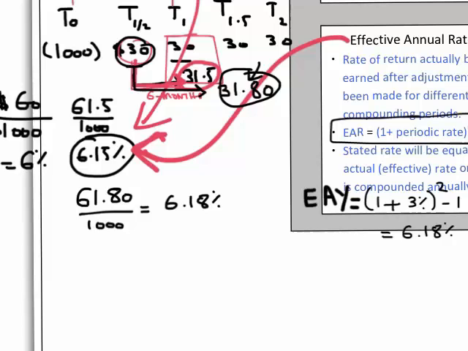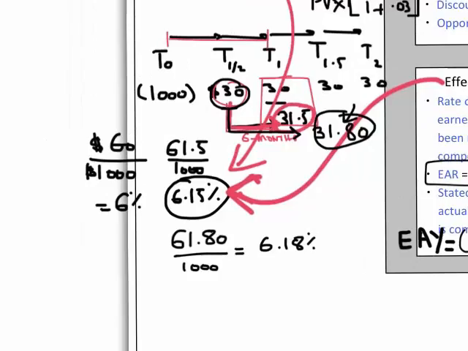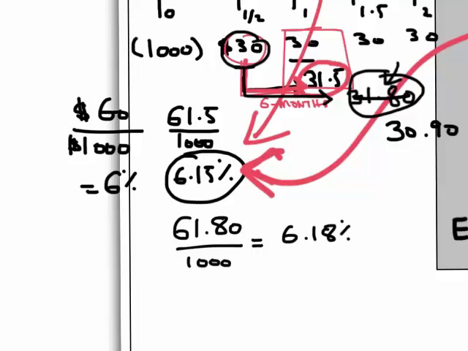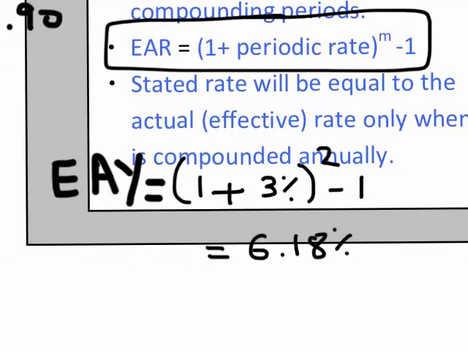So open 6 divided by 2 in here. It would be 30.90, very good. And that would make the total, instead of 61.8, 60.90, and that would make this rate 6.09%. And this formula, 1.03 squared minus 1. Do you get 6.18 or 6.09? 6.09.